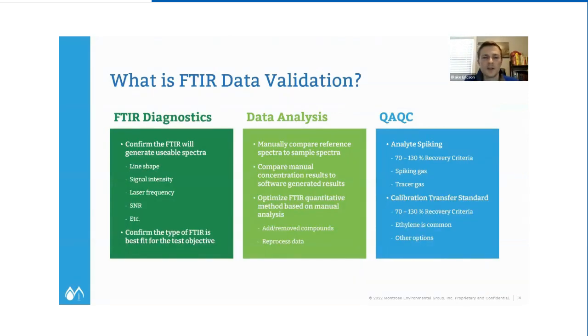So what is it? We're not going into all this in complete detail, but you basically have three verticals of data validation. They check the FTIR diagnostics, the data analysis, and the QAQC that is done on site. Each one of these is super imperative and important to understand that we're collecting good data. When it's done the right way, and you're taking your screenshots, it's a really good way to make sure, at the state level or EPA or as a customer, that the firm doing your testing is doing it the right way. So they need to have this stuff on hand, because we are seeing that it is being asked for more and more often.